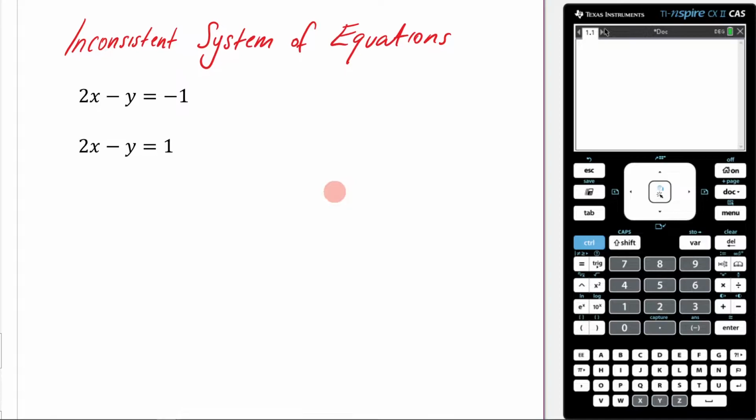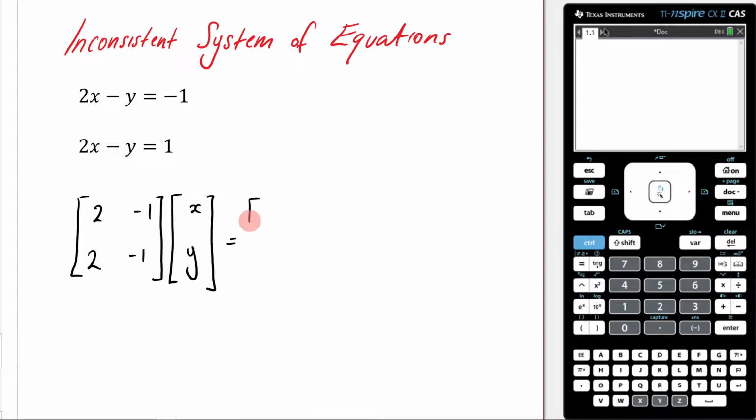All right. So here's our example. 2x minus y is equal to -1 and 2x minus y is equal to 1. Well, what would we do to solve this? Remember, you write these as matrices. So this will be 2, -1, 2, -1. Then this will be x and y. And then my answers here are -1 and 1.